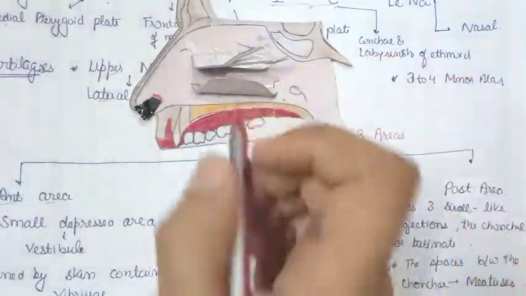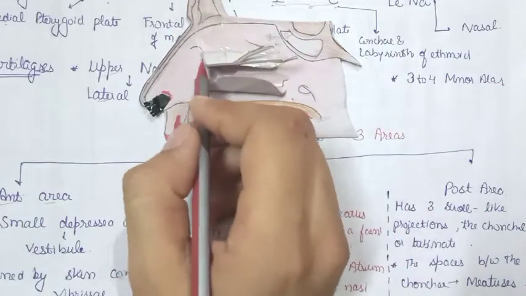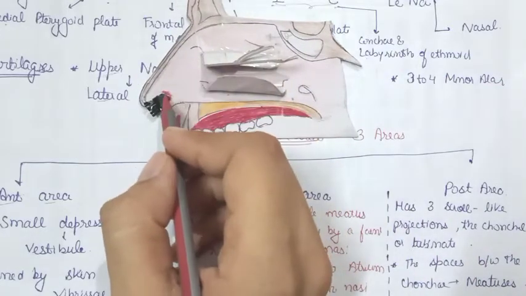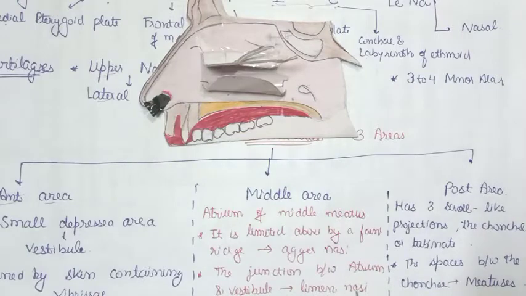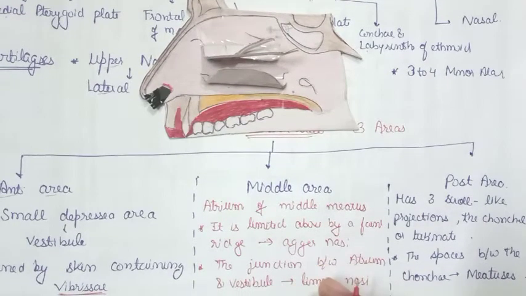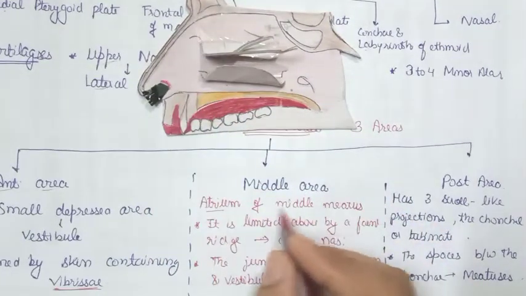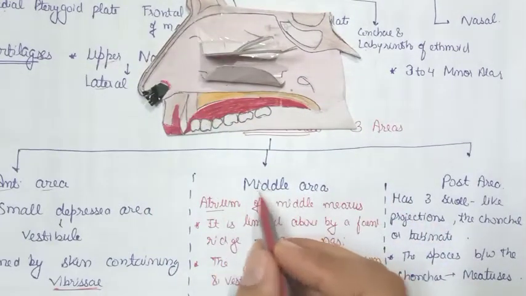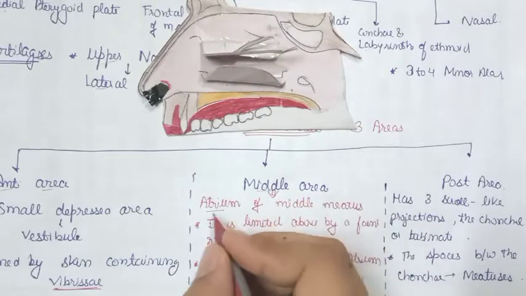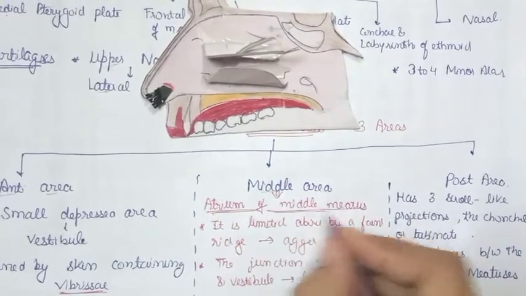So where is the middle area? The posterior border is here, where the projections start, and the anterior border is here, which is called the limen nasi. So it is the junction between the atrium and the vestibule. What is the atrium? It is the other name for the middle area. So the middle area is also known as the atrium of the middle meatus.